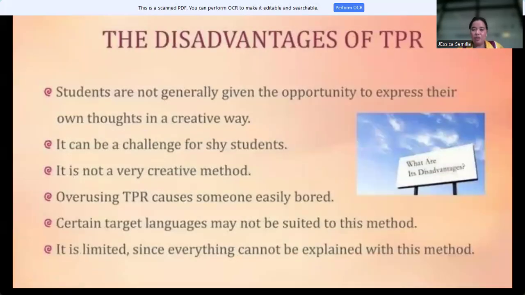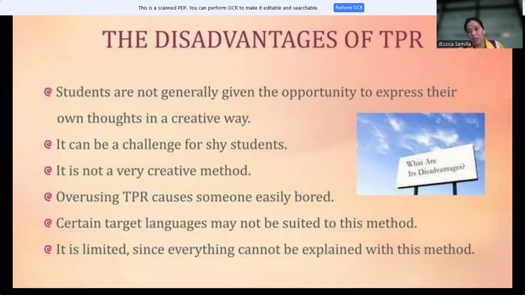So what are the disadvantages of TPR, or what we call total physical response? Students are not generally given the opportunity to express their own thoughts in a creative way, because they are just going to copy or imitate what the teacher would do. So it can be a challenge for shy students, because in TPR they are about to copy and imitate. So definitely there are students that are not opening up themselves, especially if it's the first day of class.